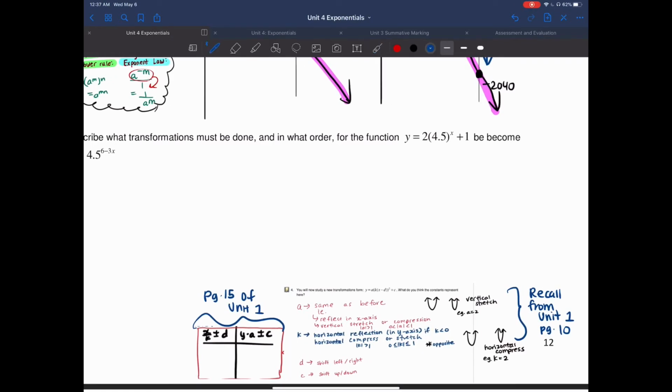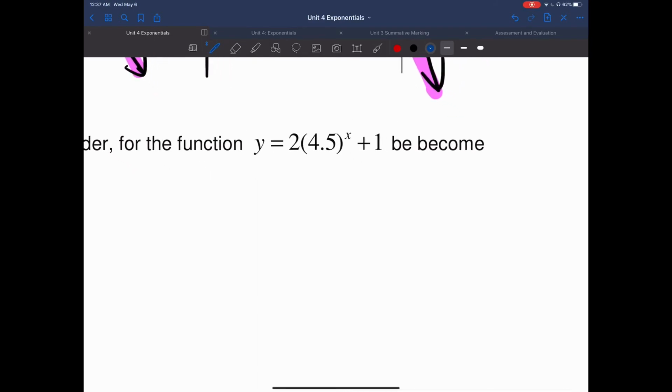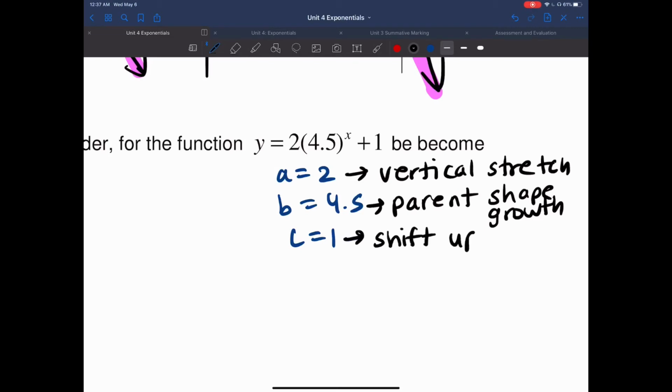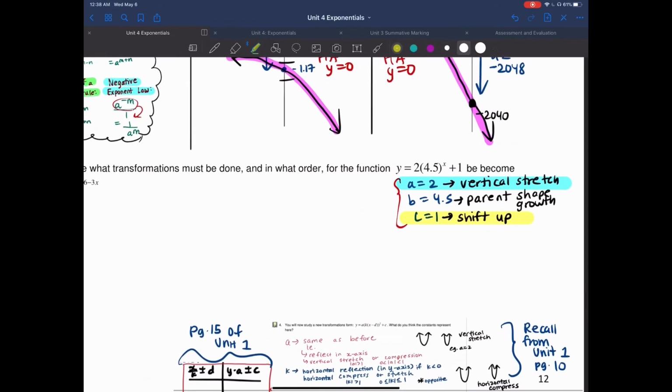So let's start with the original function. I'm noticing that the A value is equal to 2, the B value is equal to 4.5, the C value is equal to 1. So what does that mean? Well, there's a vertical stretch initially. Then the parent function generally has an exponential growth to it. And meanwhile, there is a shift up according to my C equals 1. So that is what I've gathered. Okay, so this is my original graph.